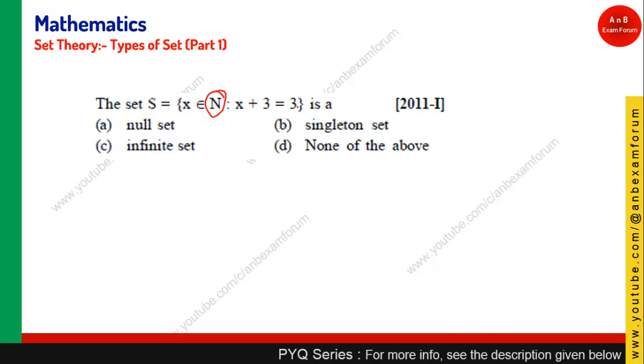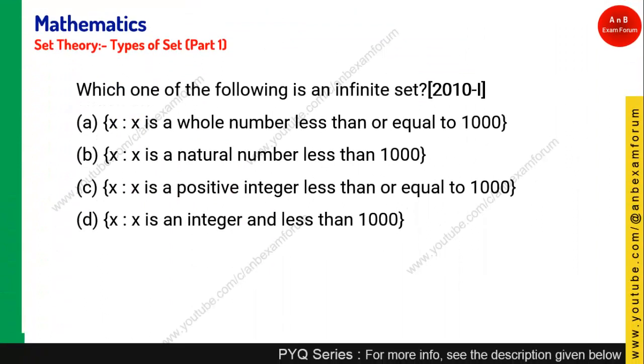Okay, so x plus 3 equal to 3. If you solve it, x is equal to 3 minus 3, and 3 minus 3 is what? 0, and 0 does not belong to the natural numbers. So if 0 does not belong to the natural numbers, there will not be any element in this particular set. So set S is a null set, right? So option A is the right answer. Let's see the next question.